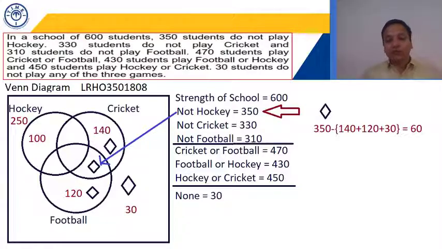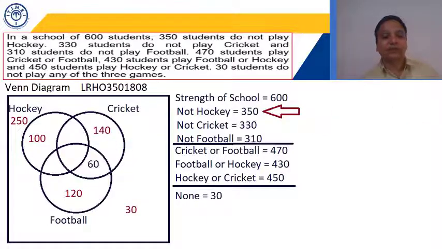Because not hockey is outside hockey, and outside hockey it is given as 350. So 350 comprises 4 regions, which are 140, 120, 30 and a region which is not marked. That value can be calculated, and it is shown by an arrow. 350 minus (140 plus 120 plus 30): 140 plus 120 is 260, plus 30 is 290. So 350 minus 290 is 60. 60 comes here.